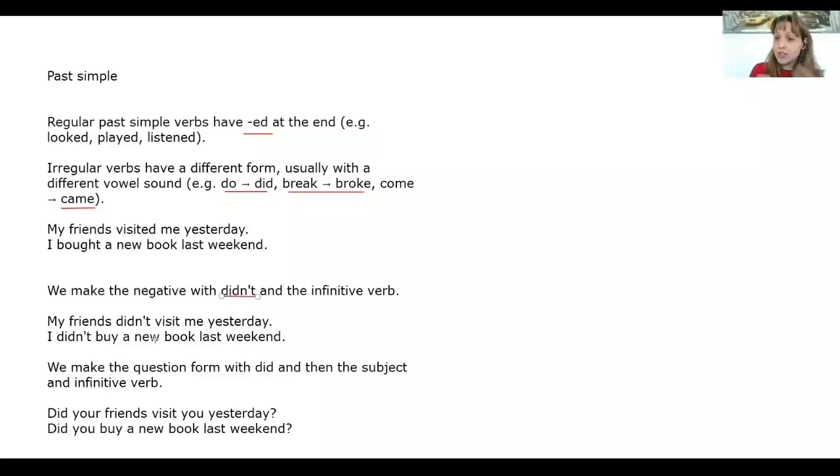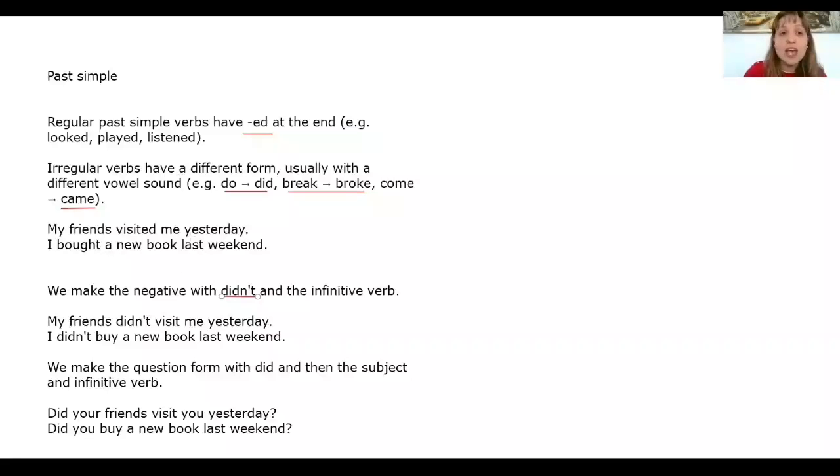Now, we have to see how we make the question. For the question, we also use the auxiliary did, but we change the order. So the same sample sentences become, did your friends visit you yesterday? And did you buy a new book last weekend? So this is the past simple. We are talking about actions that are completely finished in the past.